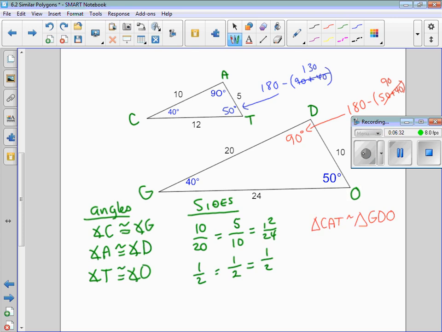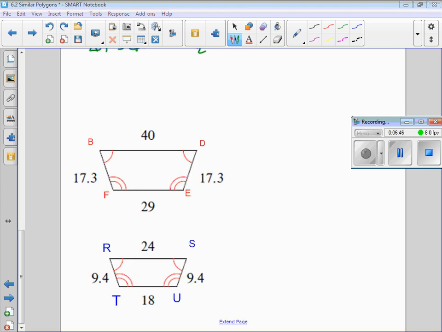Let's write a similarity statement. Okay, so I broke my rule there. The left side is not in alphabetical order, but the reason is because it spelled a cool word, cat. And so it would have been great if the other side spelled out dog, but it doesn't. So here we go. All right, go ahead and work on this one.